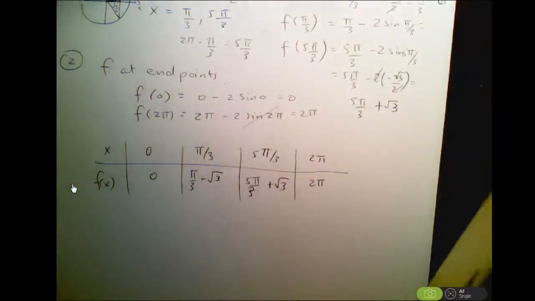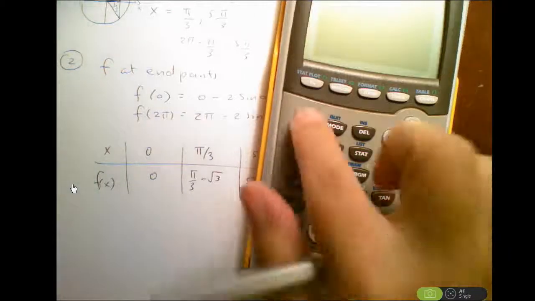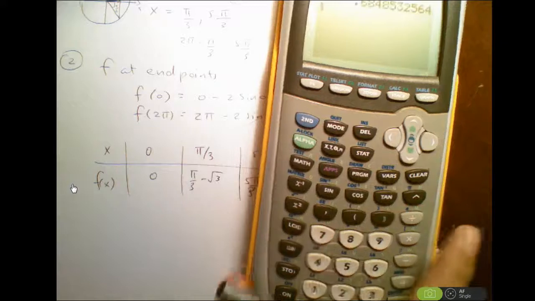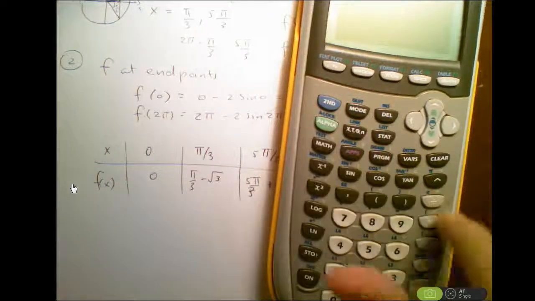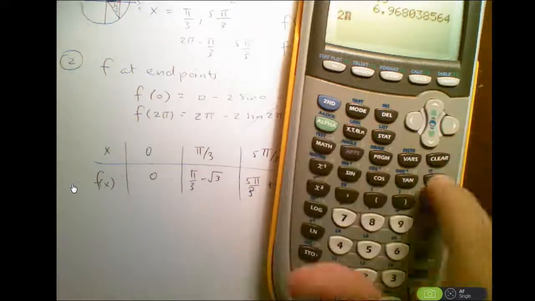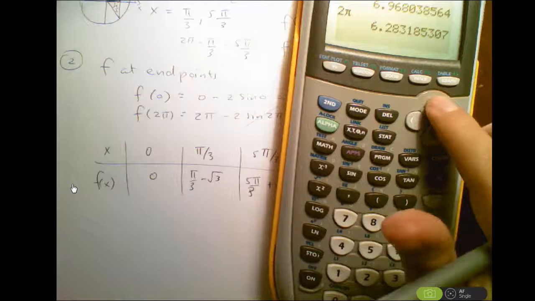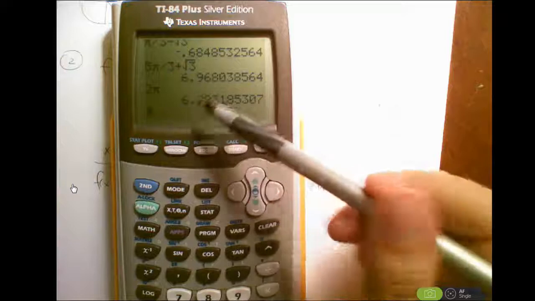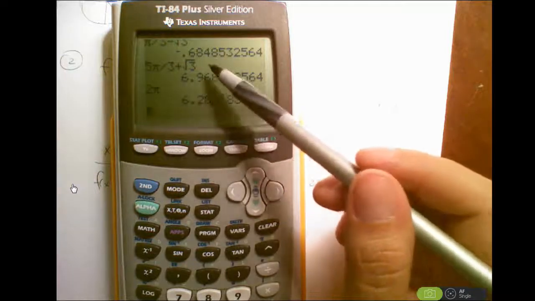Now I really have no way of knowing. I do, but I'm just going to put this on the calculator because I want to know which one is bigger. So pi over 3 minus root 3 is that much, and then 5 pi over 3 plus root 3 is that much, and then 2 pi is that much. So I notice that this value is bigger, and then the lowest one is this one that is a negative number.